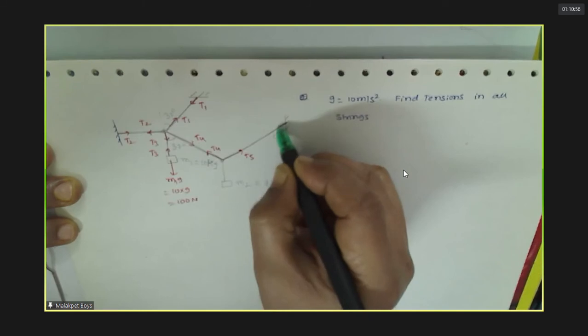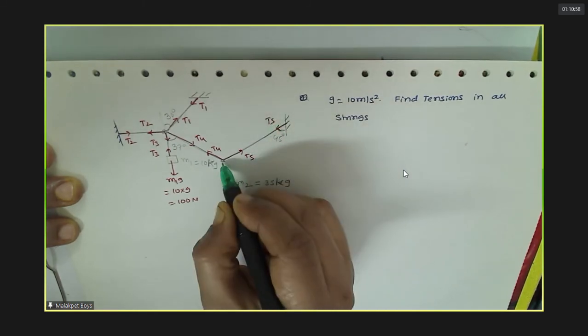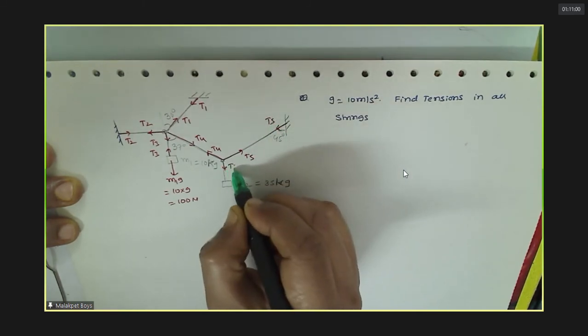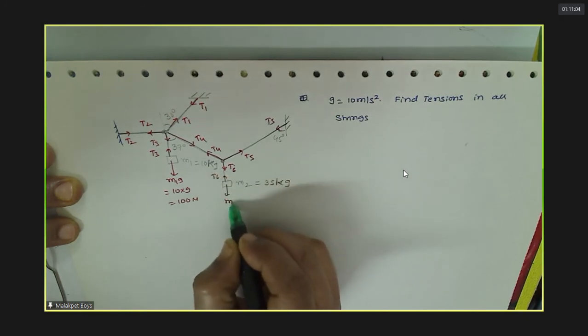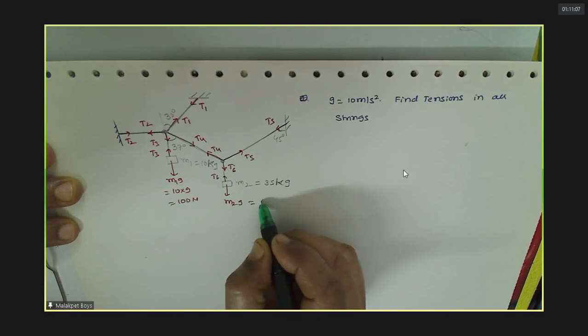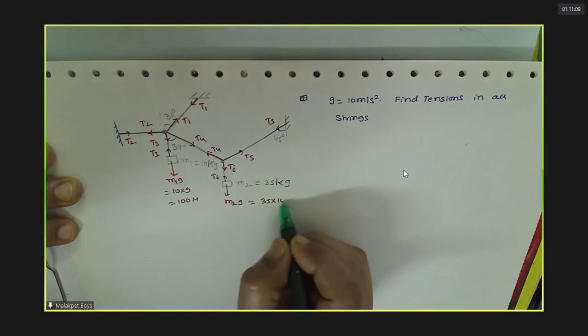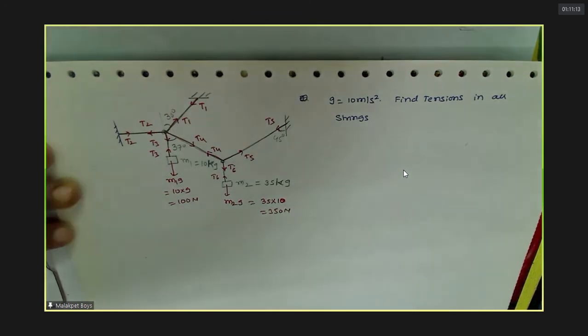T5. This is T6. Understood? I showed directly all forces. Previously I showed separately because I have enough confidence now. I am showing directly. Any doubts are there here?